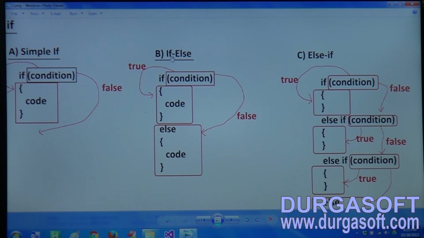In case of if else, we write the if condition. If true, then it will execute this code. In case of false, it will execute this code. But either this or this, only one will execute.